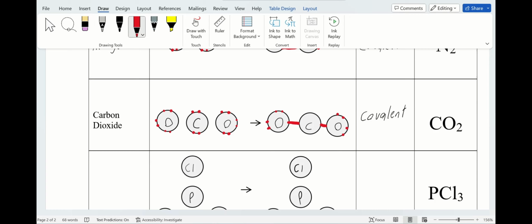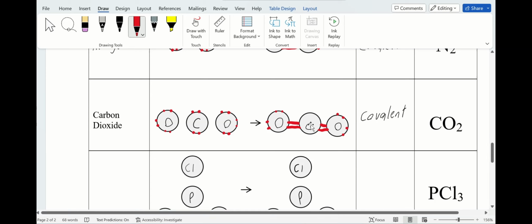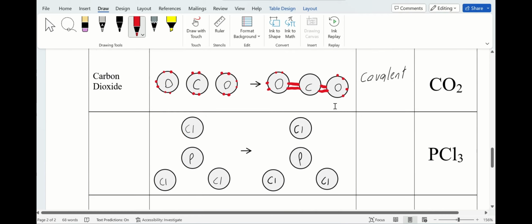All right, so I'm erasing 1 electron from each side of those, throwing in our bonds, so now we have 2 double bonds, 1 on each side. So let's go ahead and count these again. We have 2, 4, 6, 8, 10, 12, 14, 16. We've accounted for all 16 valence electrons, so this one's good to go. And again, I apologize for messing that one up.